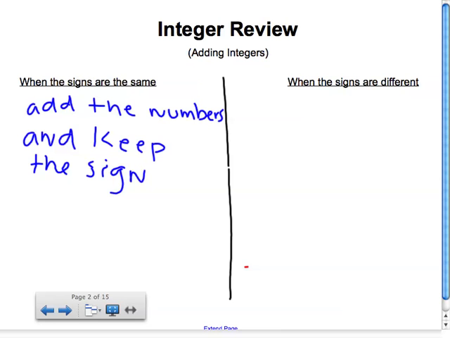When the signs are different, subtract the numbers.